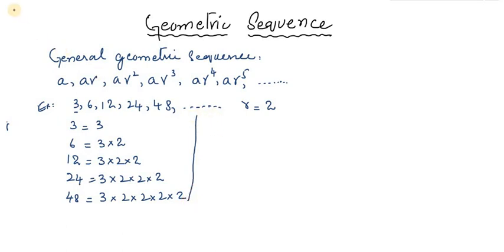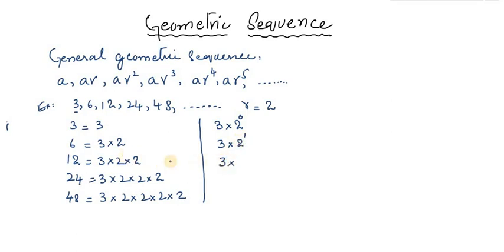We can write 3 as 3 multiplied by 2 to the power 0. We know that any number to the power 0 is equal to 1. So 3 multiplied by 1 is equal to 3. And in exponential form, we write 6 as 3 multiplied by 2 to the power 1.